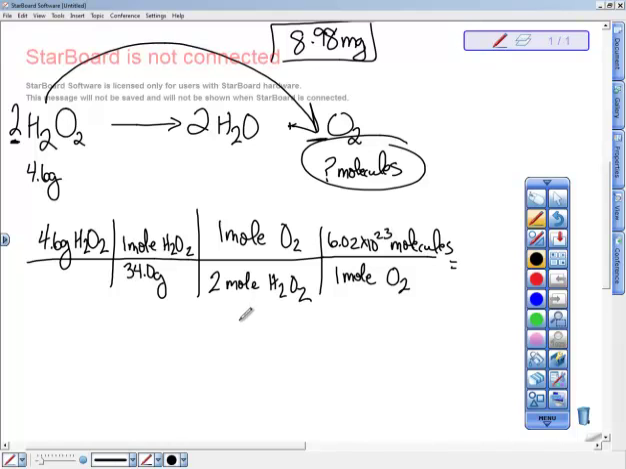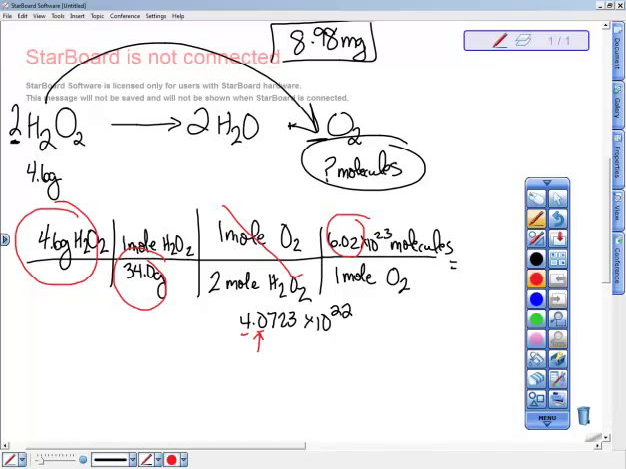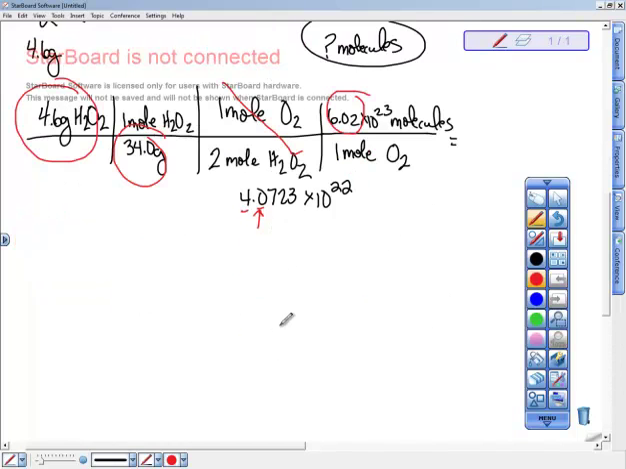Alright, this is what my calculator says. 4.0723 and so on times 10 to the 22nd. How many sig figs do you think you need? How many sig figs do you got here? 2 in 4.6. How many here? 3. Do mole ratios count for sig figs? No. How many here? 3. So it's either 2 or 3. How many? 2. Do you need to round that last value right there? Do you need to round that up? Yes, because you got a 7 next to it. So this is 4.1 times 10 to the 22nd molecules. Final answer.